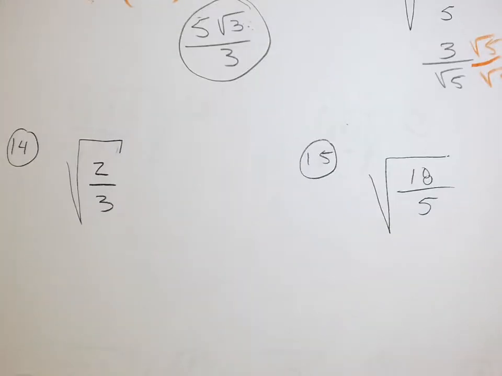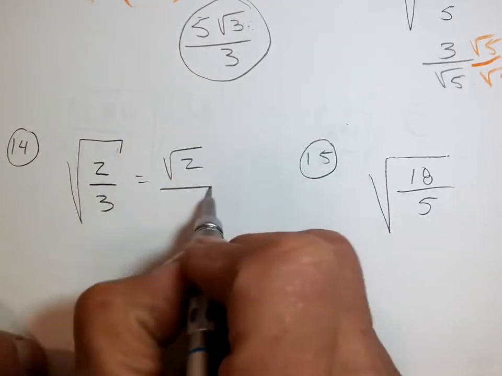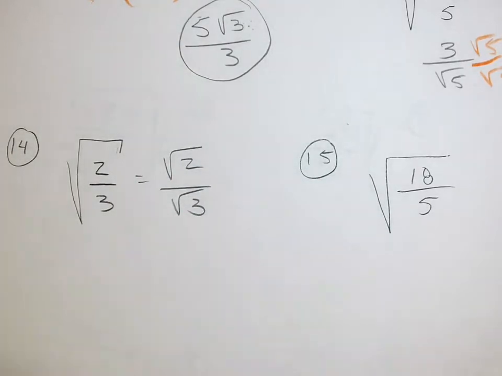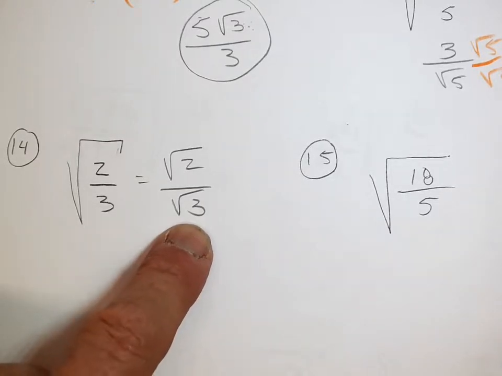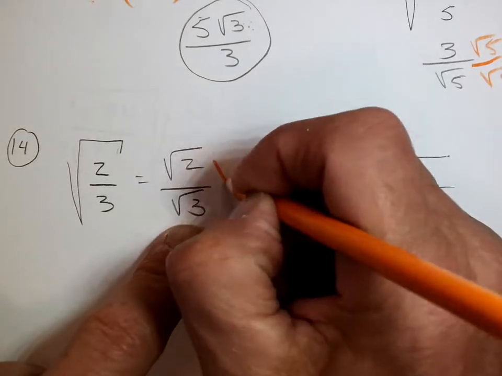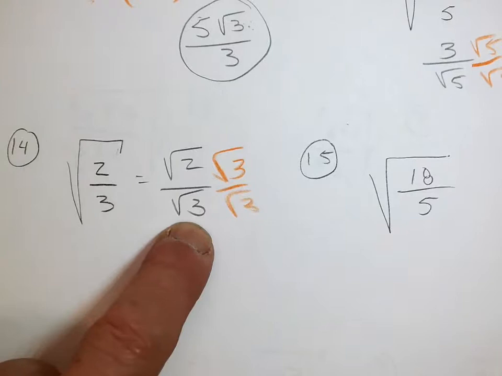Okay, 14, same kind of stuff. Let's check out 14. I have square root of 2 over square root of 3, okay? Mr. Davies, can you multiply? Yes. I'm going to do that right now, aren't I? So what's the problem? How do we fix the problem? Square root of 3, square root of 3, okay.